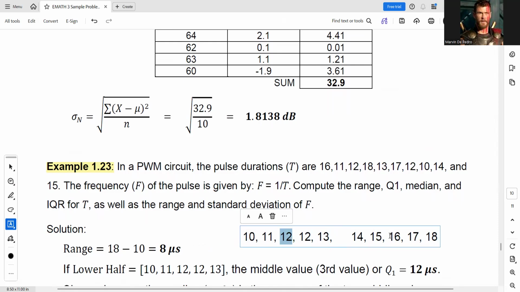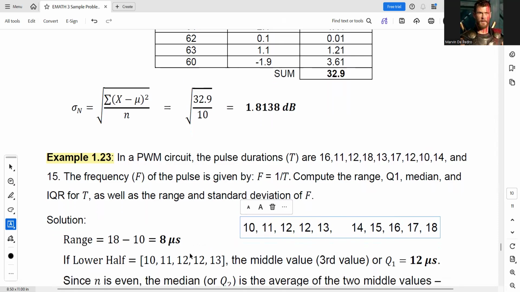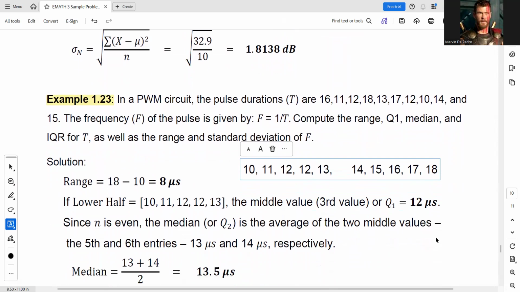And the median of the second half is our Q3 because the Q2 is the median of our overall data set. But as you can see, we don't have a middle value because it's an even number. So we just take the mean, the average of 13 and 14. Okay, so Q1 is 12 because this is the middle value. And then we have the median or the Q2, the average of 13 and 14, that is 27 over 2 or 13.5.